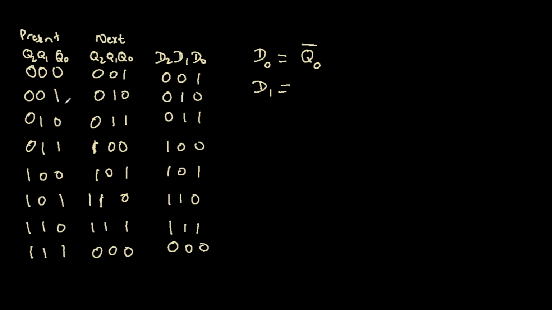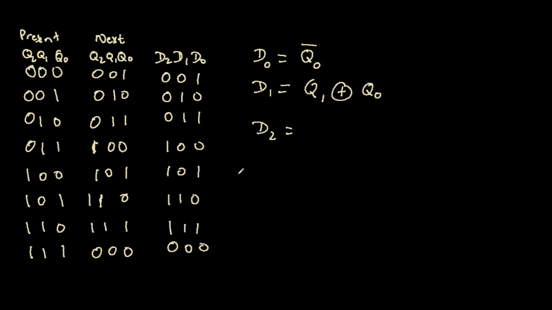Notice that when you have Q1 Q0 as 0, 1, you have 1. When you have 1, 0, you have a 1. When you have 0, 0, you have a 0. When you have 1, 1, you have a 0. Let's check that again. 0, 0 gives us a 0. 0, 1 gives us a 1. 1, 0 gives us a 1. And 1, 1 gives us a 0. So this looks like there's an XOR relationship between our Q1 and our Q0. So I'll simply have this as D1 equals Q1 XOR Q0.